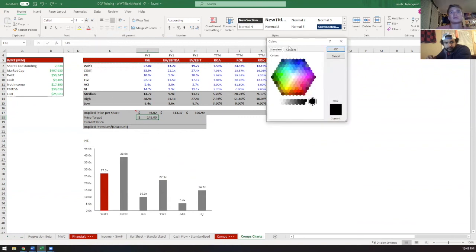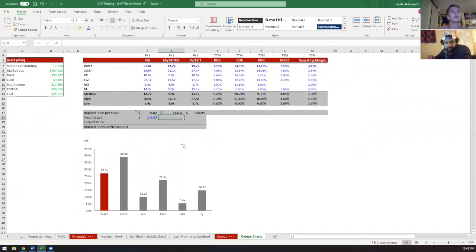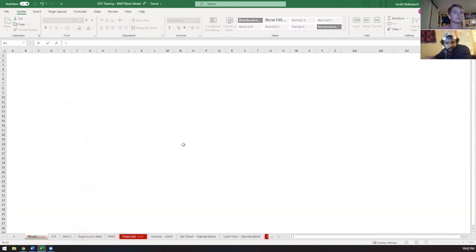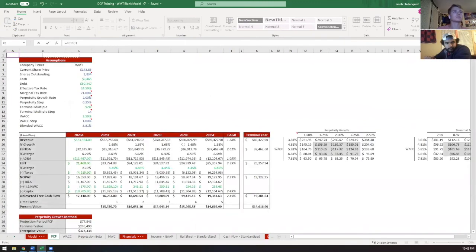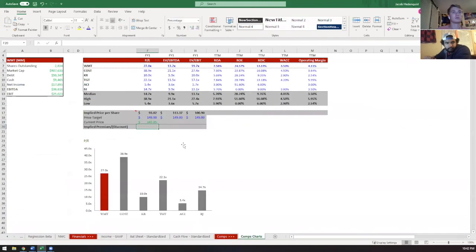More colors, custom, 00255. And there's my blue. For this, I'm just going to copy it across because it's the same for each one. Our current share price is on our first assumptions page, right here. And I can go back into that, F2 and then F4, that hard codes it, bring that across.